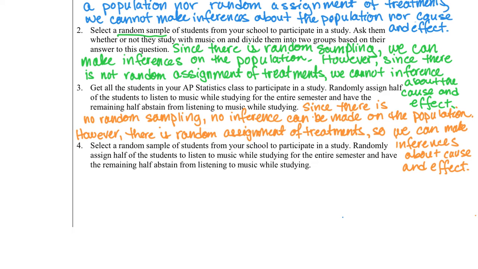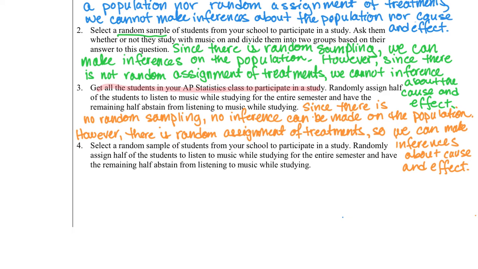In this one, we can say that the reason for the low GPA is definitely from the music, but we can only say this about all the students in the study. We cannot take that information and apply it to all students at this school. That's the difference, because we've only focused on AP statistics students. We cannot apply that to the rest of the school, only the sampling group.